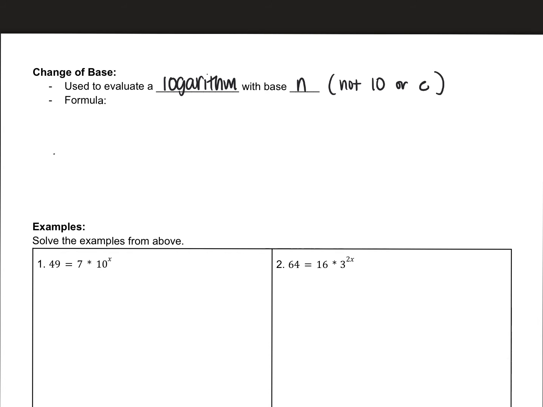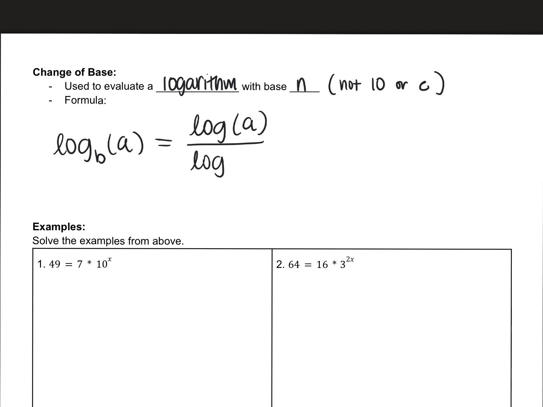So the change of base formula says if you have a log with base b and you're evaluating it with some number a, that's the same as doing log a divided by log b. So what we do is we take that logarithmic form that has a base other than 10 and we rewrite it with a base of 10 so that we can evaluate it in the calculator, because the calculator only works with base 10 or base e.